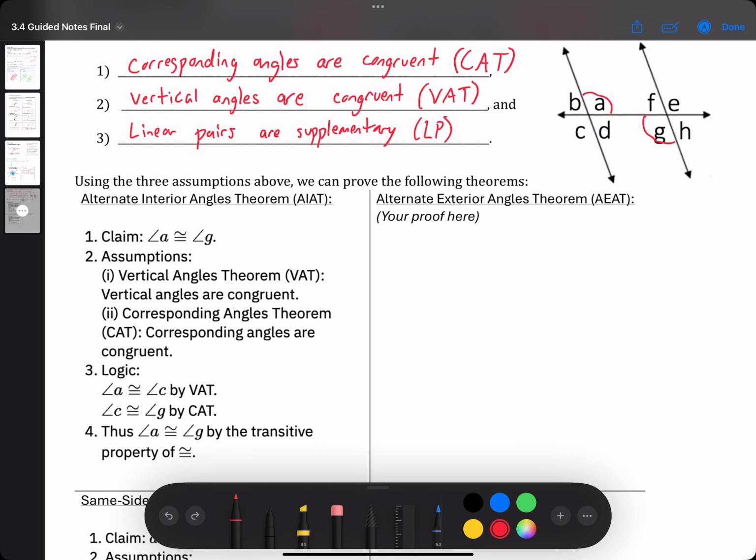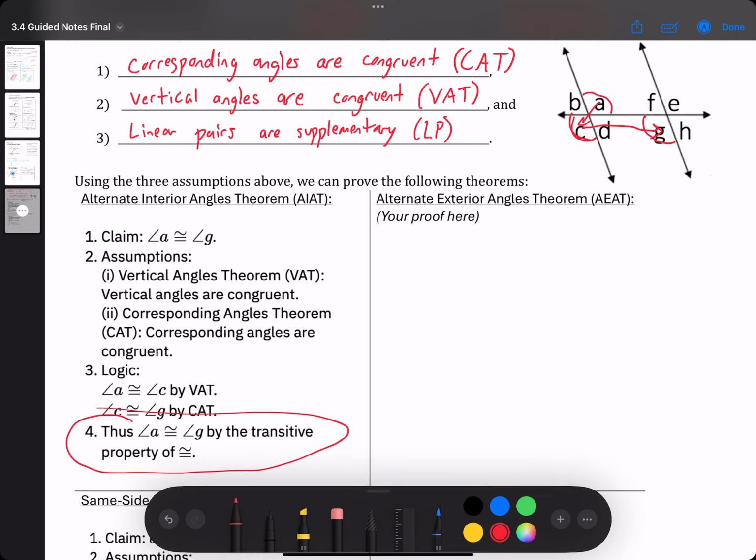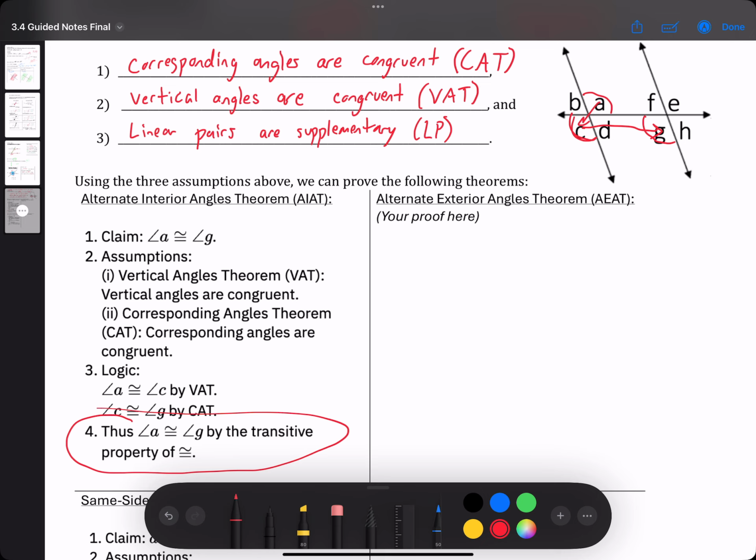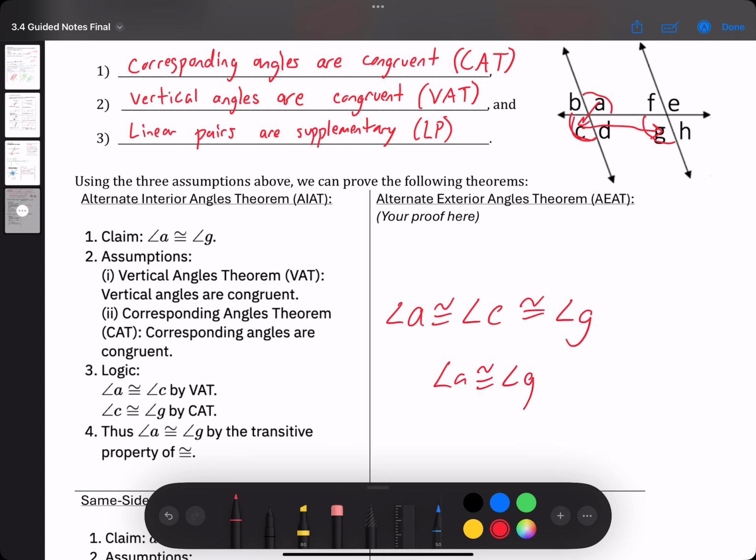So therefore, if A is congruent to C and C is congruent to G, that means A has to be congruent to G. And that's our last part, our conclusion. And we call that the transitive property. Oh, that's really fancy. What it means is just if one thing is the same as another thing, which is the same as another thing, then all three are the same. So if angle A is the same as angle C, and angle C is the same as angle G, then that means that angle A is the same as angle G. And that's pretty intuitive.